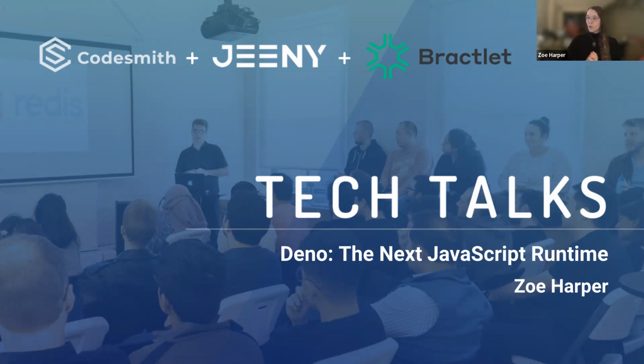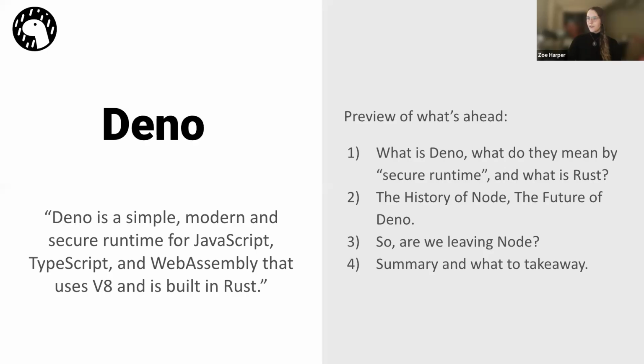Right into this. You know who I am, and let's talk about Deno. So, Deno, they have this brief description of themselves on their website. Deno is a simple, modern, secure runtime for JavaScript, TypeScript, WebAssembly that uses V8 and is built in Rust. So we're going to cover all of our W's here.